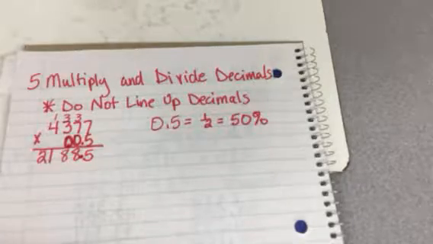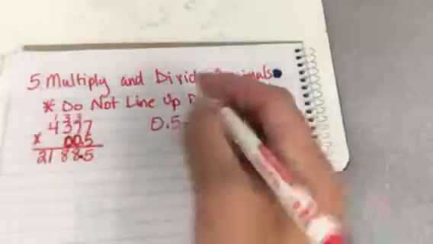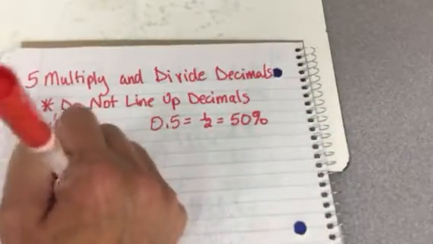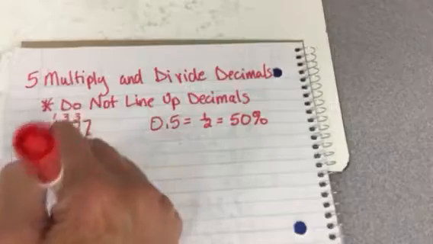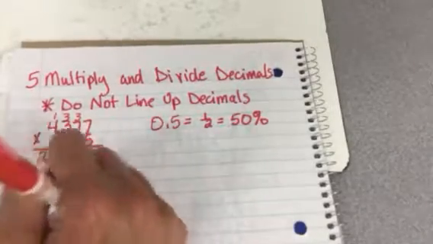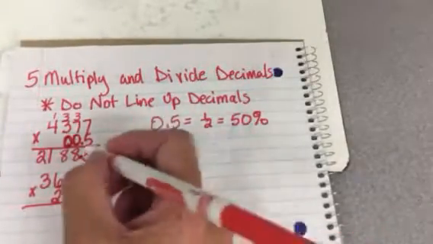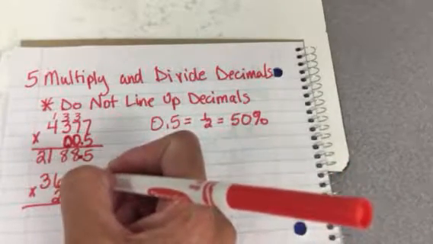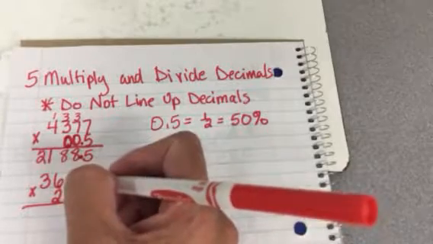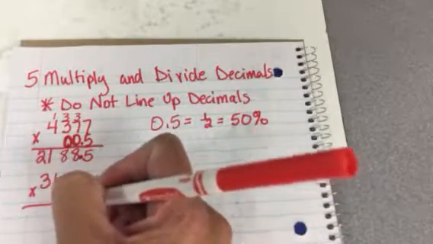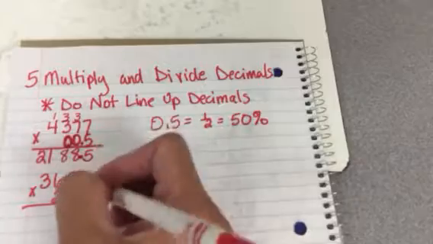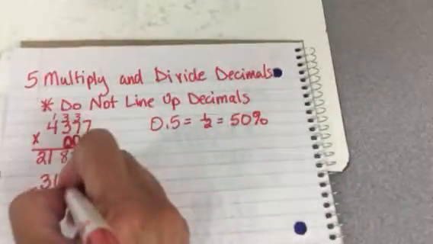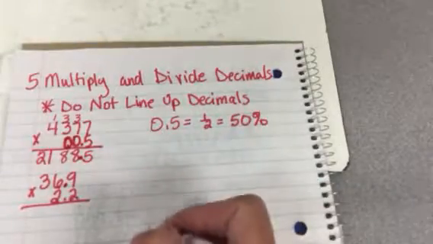Let's go ahead and do another example where I have a whole number. So this example is going to be 369 times 2.2, or 2 2/10. Now, if I had decimal places in the top number, I would count those over also, just like I will count over the decimal places here. So let's go ahead and actually, I'm going to add a decimal here and show you that for example.